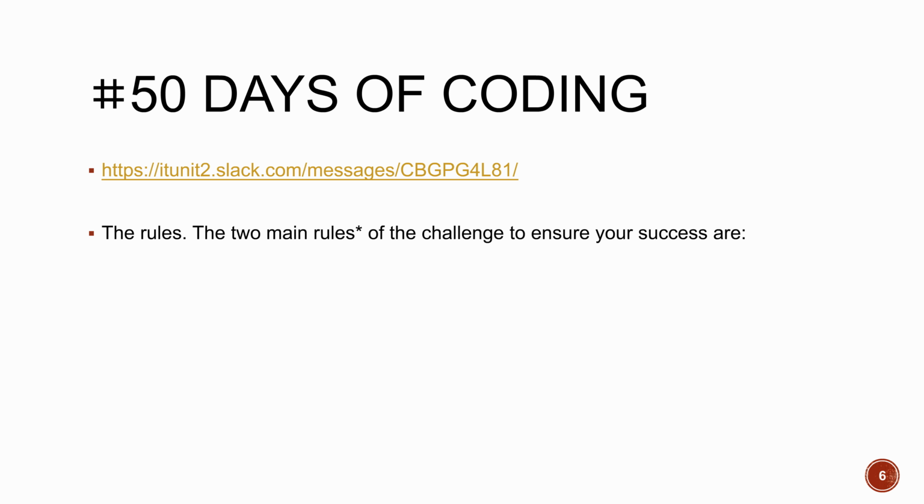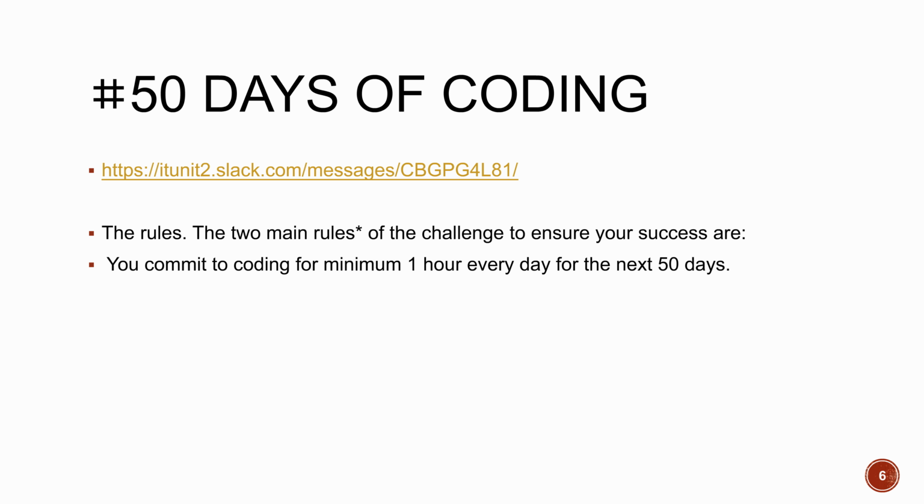Right, so the rules about 50 days of coding. The two main rules of the challenge to ensure success are: one, you commit to coding for a minimum of 1 hour every day for the next 50 days. That is what it is all about. So commit yourself. 1 hour. That 1 hour could be maybe when you just woke up, from 8 a.m. to 9 a.m. or whatever, or from 9 a.m. to 10 a.m. Okay, just commit yourself to coding.